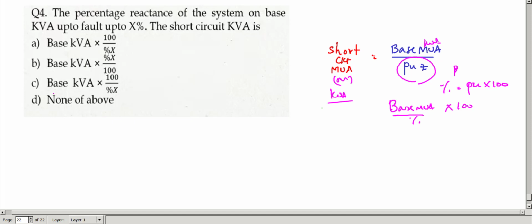So base kVA into, with the denominator percentage and numerator 100. So base kVA into 100 by percentage reactance. Both are the same: base kVA by 100 into percentage reactance. So option A is correct, option C is also correct. In the numerator you get 100 and in the denominator you have the percentage, so both are correct. Right, next question.